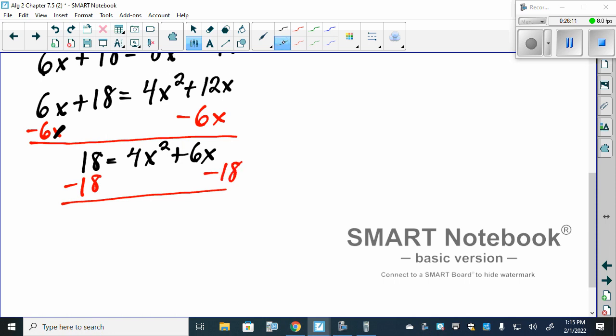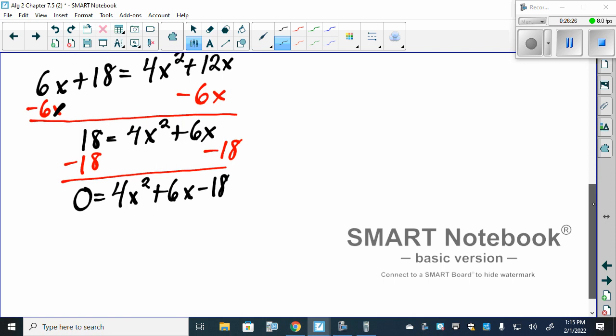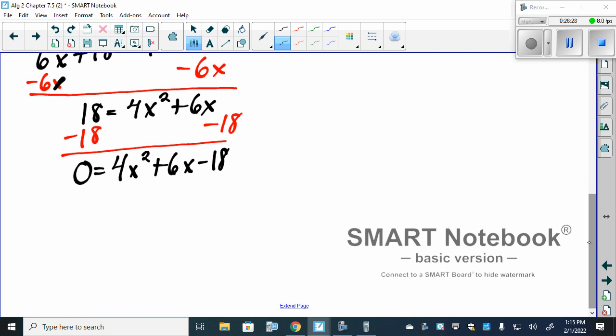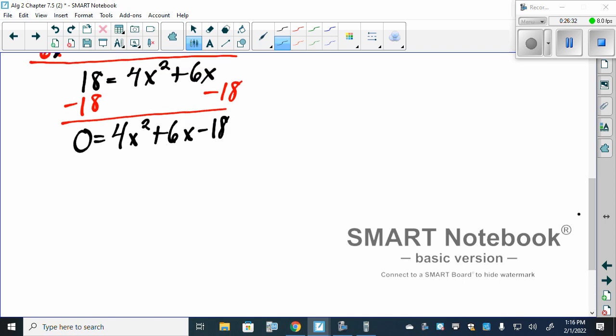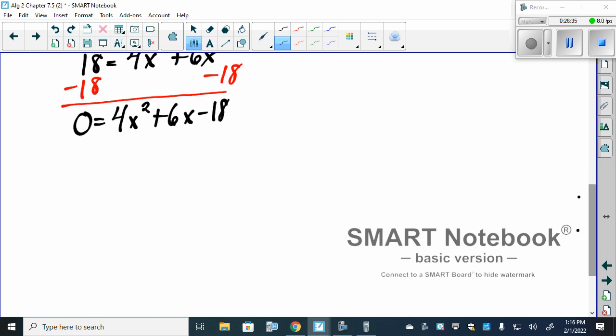Then we would also need to subtract 18 from both sides because, again, since we do have an x squared term, we need this equal to 0. So we'd get that 0 is equal to 4x squared plus 6x minus 18. Any questions on any of this here so far?